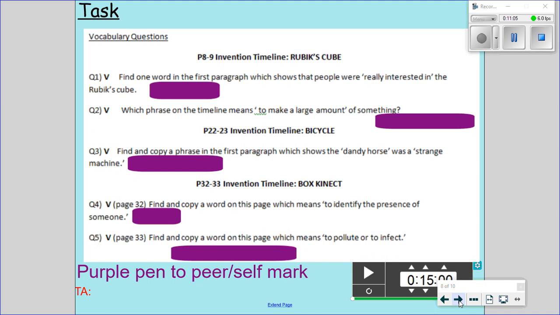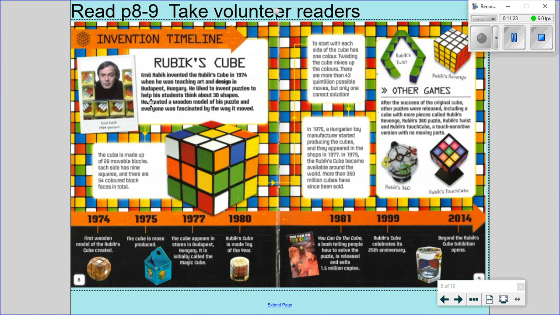So question number 1. Find one word in the first paragraph that shows that people were really interested in the Rubik's Cube. So we're going to find one word that shows that people are really interested, and it tells us it's in the first paragraph. So in this first paragraph, we want to find a word that tells us people are really interested in the Rubik's Cube.